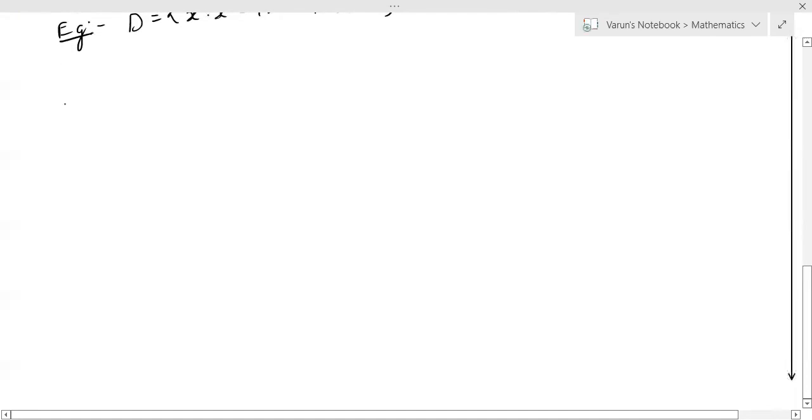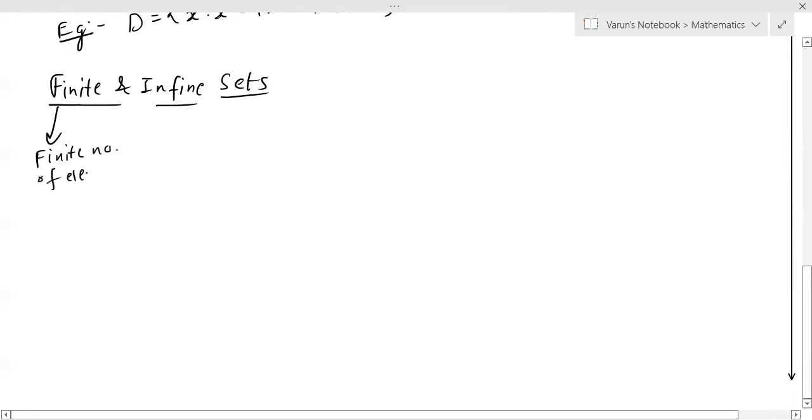In the next part, I want to talk about finite and infinite sets. As the name suggests, a finite set is one which has a finite number of elements, whereas an infinite set has an infinite number of elements. And I don't think I need to give you any examples. It is well understood that you can have n number of examples. Okay, so I'll just skip forward.